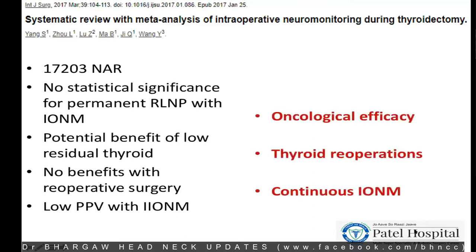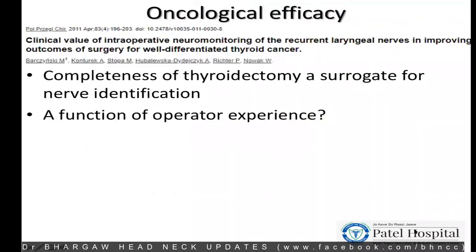That comes to mind. So the three things that come to mind from this paper and from the prior quoted literature is: does neuromonitoring make us more daring, so to speak, to be able to do a more complete cancer resection? Does it also help us in our ability to do thyroid reoperations? And is continuous IONM through indirect neurostimulation, like we talked about, the way to go in the future? Let's talk about oncological efficacy.